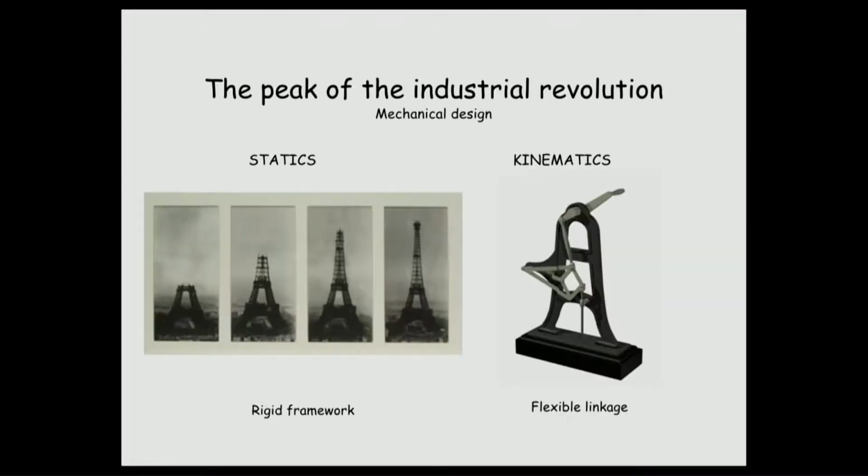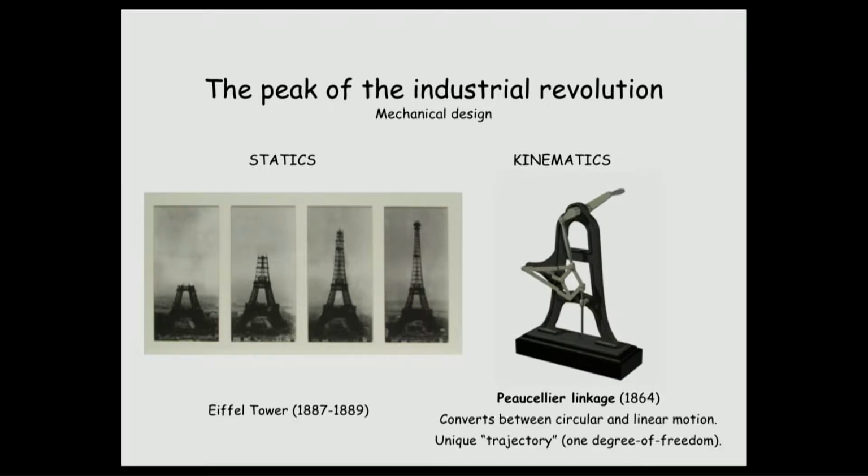Yes, finite frameworks first. So these pictures speak for themselves. By the way, these pictures illustrate structures, flexible or rigid, that were well known at the peak of the Industrial Revolution, 19th century in France. This is the famous Peaucellier linkage that converts between circular and linear motion. And what is relevant about it is that it has a unique trajectory, so you activate that crank, and there is only one way in which it can move.